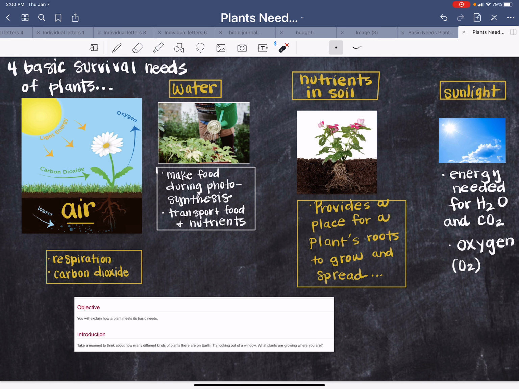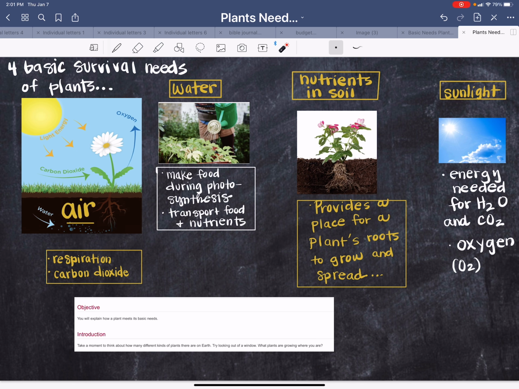So without air, a plant can't survive, okay? It just can't. So they've got to have respiration and carbon dioxide. Carbon dioxide is used in the photosynthesis process, which is the process by which a plant makes its own energy from water, sunlight, and carbon dioxide.